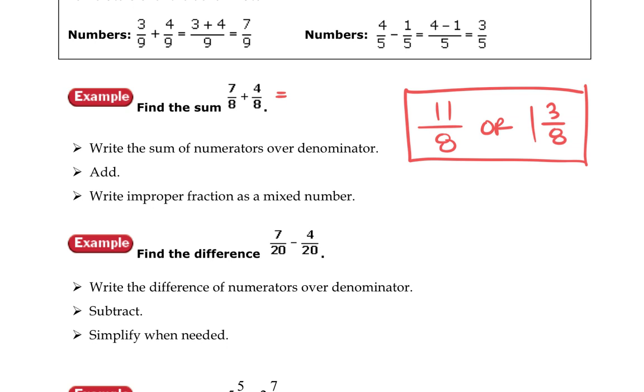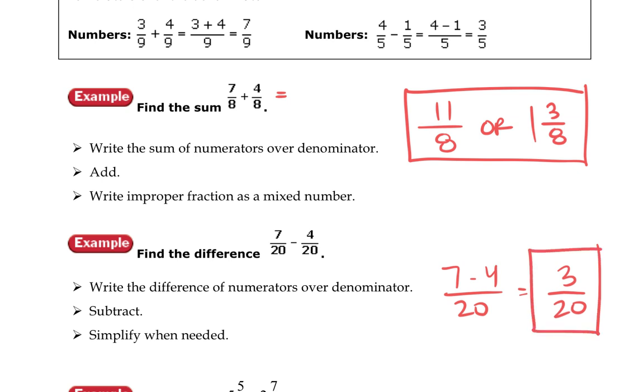If you look at the next example, we see 7/20 minus 4/20. Again, there is already a common denominator, so that makes it a whole lot easier. All you're doing is 7 minus 4, which is 3. The denominator stays the same. This is already in simplest form, so we don't need to simplify it anymore because there's nothing that goes into 3 and 20. So that's my final answer.